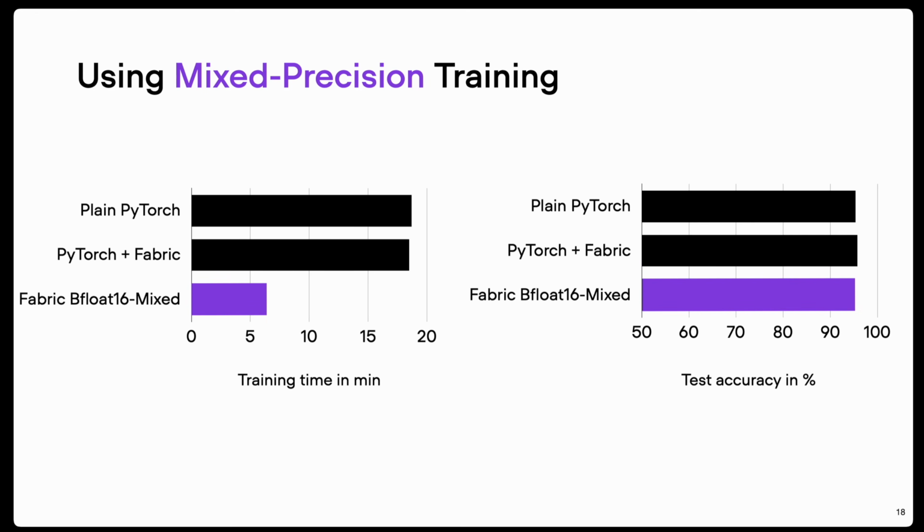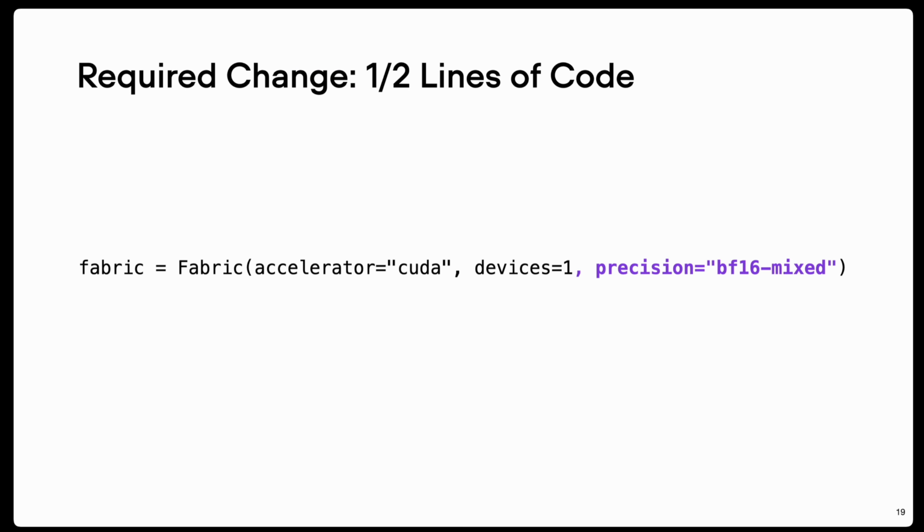The magic happens when we, for example, use advanced techniques like mixed precision training. We can see here with mixed precision training, we cut down the training time from about 18 minutes to 6 minutes while maintaining the same predictive performance here on the right-hand side. And this is great. So how do we achieve that? When we use Fabric, it's really just one line of code that we have to change, or not even a whole line, maybe 30% or half of a line, by just adding this argument here, precision bf16-mixed. BF16 mixed stands for brain float 16 and mixed precision training.